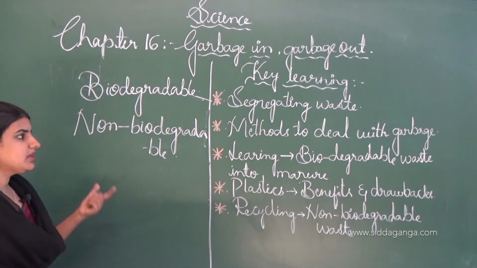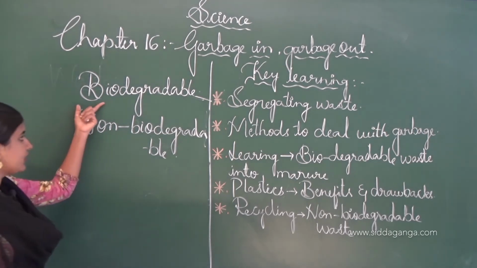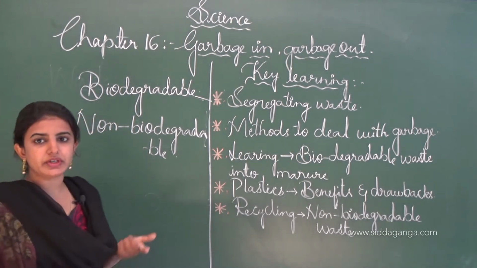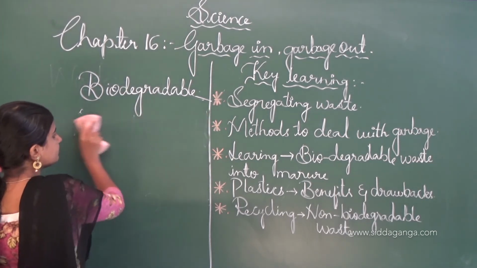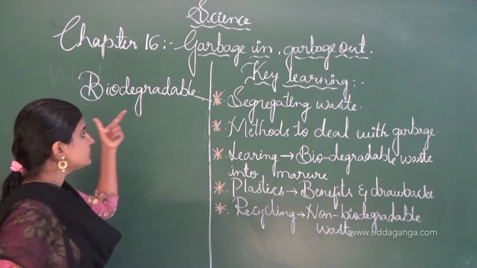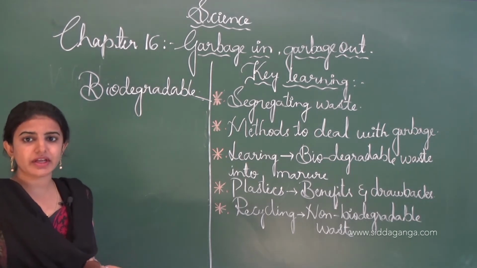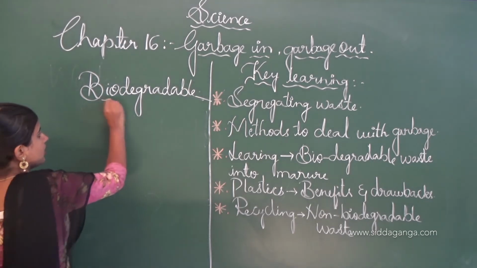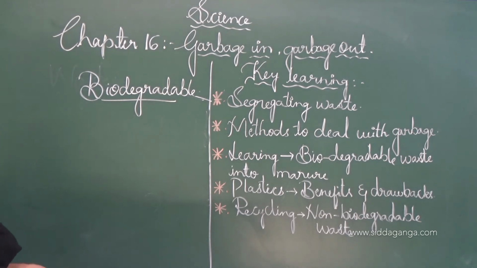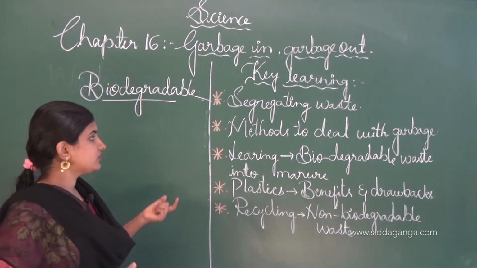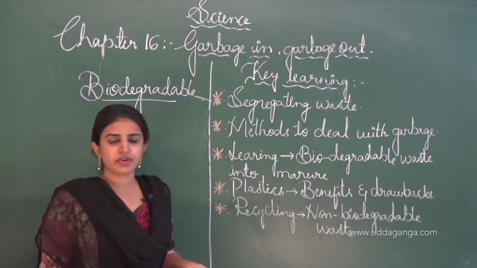See, waste can be separated out into biodegradable and non-biodegradable. Biodegradable substance means the bacteria or microorganisms will attack such waste, utilize it and make it into fertile soil, and such waste is called biodegradable waste. The first point is separating the waste into biodegradable as well as non-biodegradable.